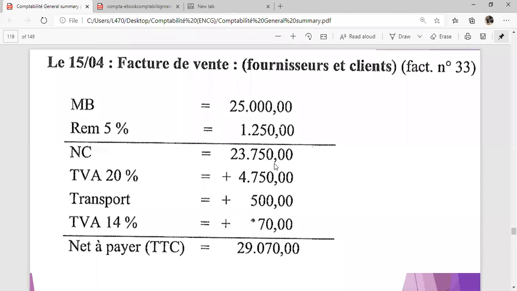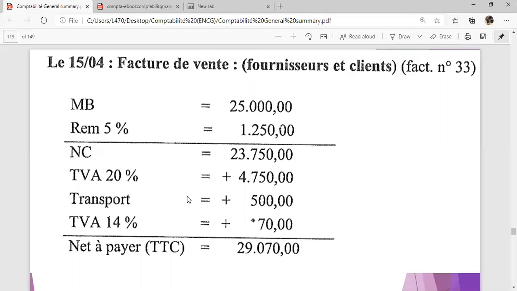If you are given two different rates of TVA, you are going to treat the first one, the 20%, onto le dernier, soit net commercial or net financier. Which is what happened here. We have 23,750 as our net commercial, and 20% of that is 4,750. So for this one, we've treated the first TVA, which was 20% of the net commercial.